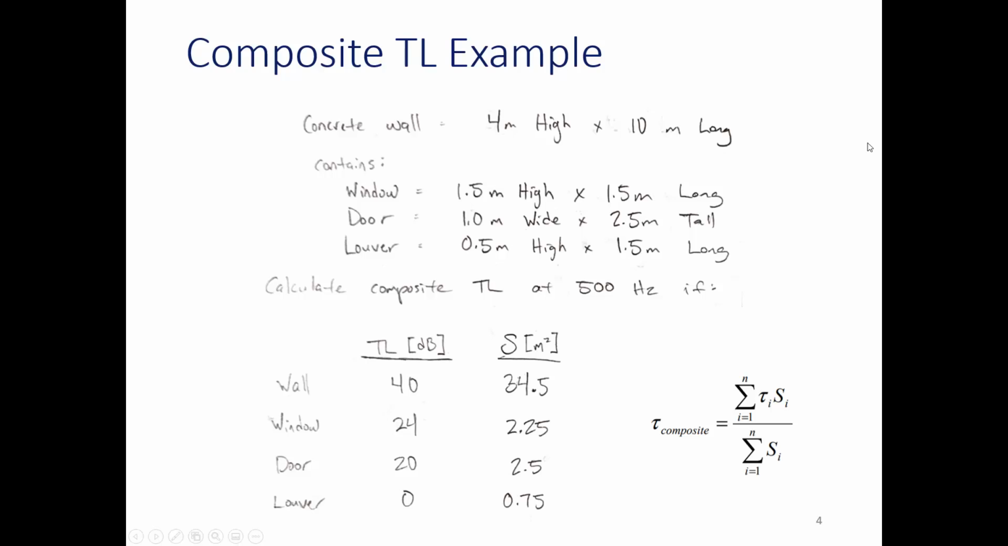So we'll calculate this, calculate this, calculate this, subtract those from this. So let's see that. So here we get the area. It's probably better, this one would be last. So we do the window first. 1.5 meters times 1.5 meters is 2.25 meters squared. 1 meter by 2.5 meters for the door is 2.5 meters squared. And 0.5 meters high by 1.5 meters long is the louver. So that's 0.75 meters squared. If we sum all of these up and we subtract them from the 40 meters, then we would get this 34.5. That's going to be for the concrete portion of the wall.